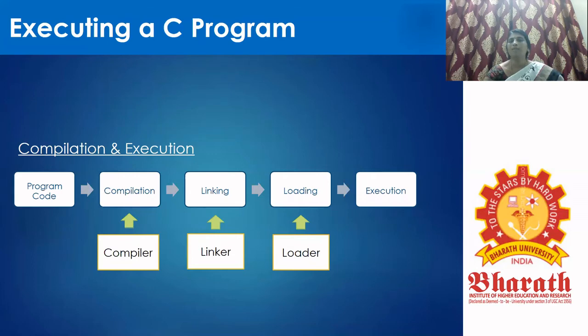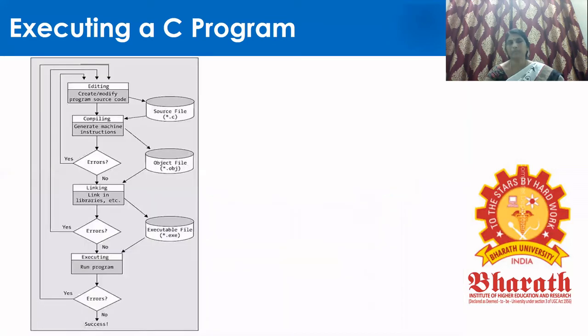Next, we will see how a C program gets executed. So, the process involved from compilation to execution. The first thing is the program code, then comes the compilation. The compilation is performed by the compiler, and then comes the linking to the header files by the linker, then loading by the loader, and then at last comes the execution. When we see that in a detailed flow, first we edit or create some source code. The source code file is going to be the source file .c.